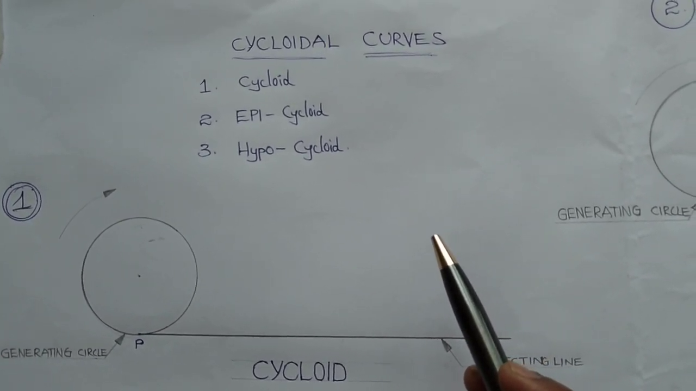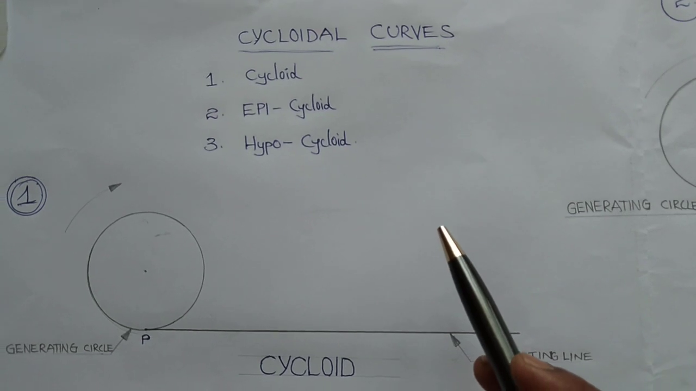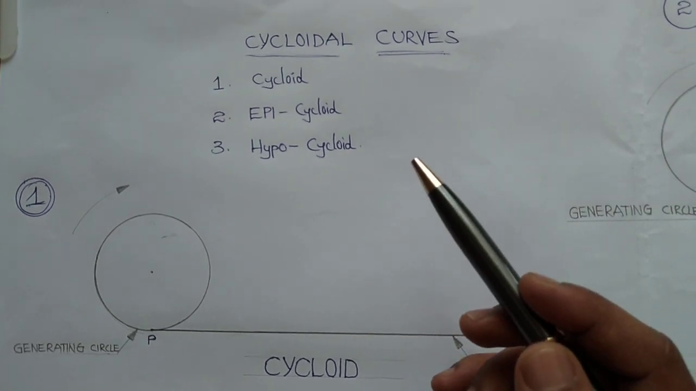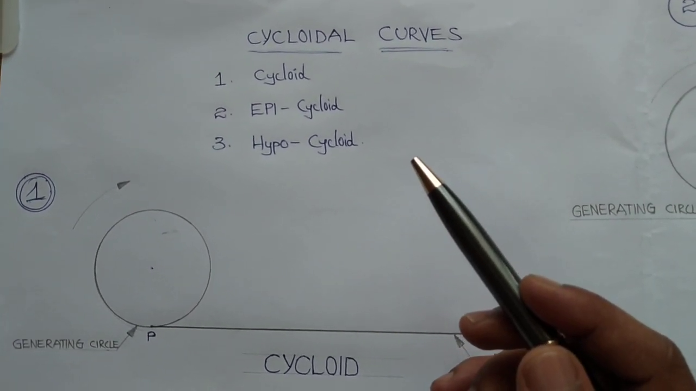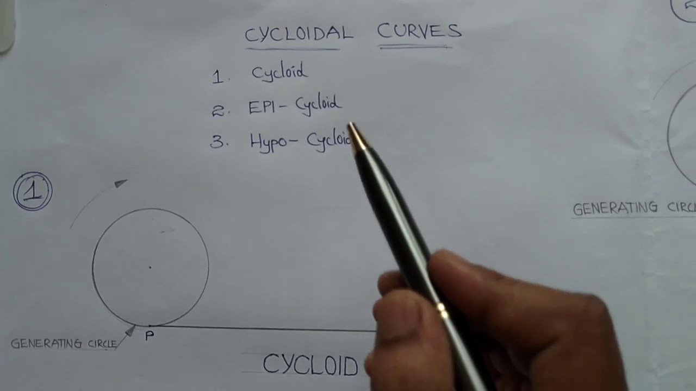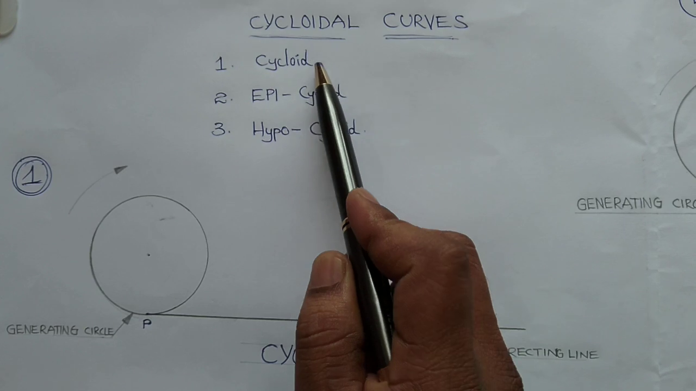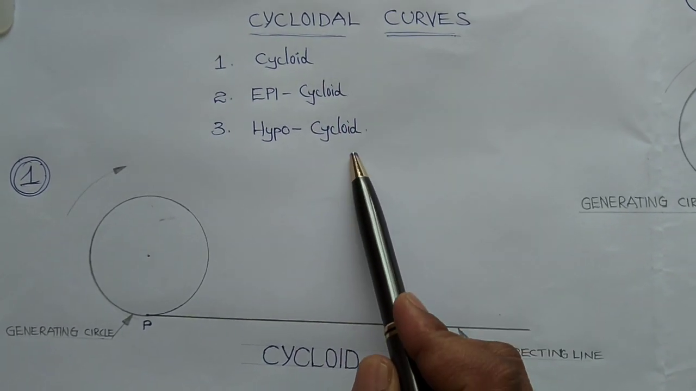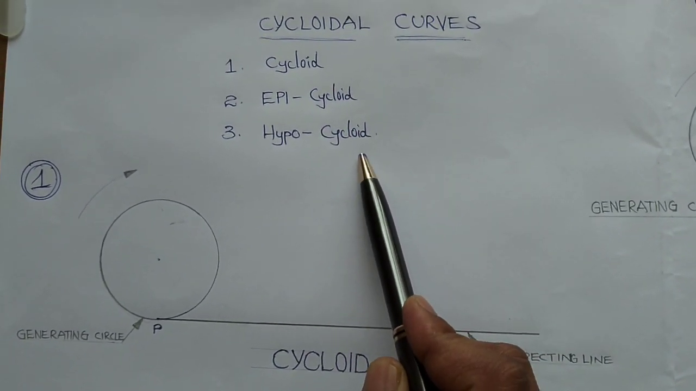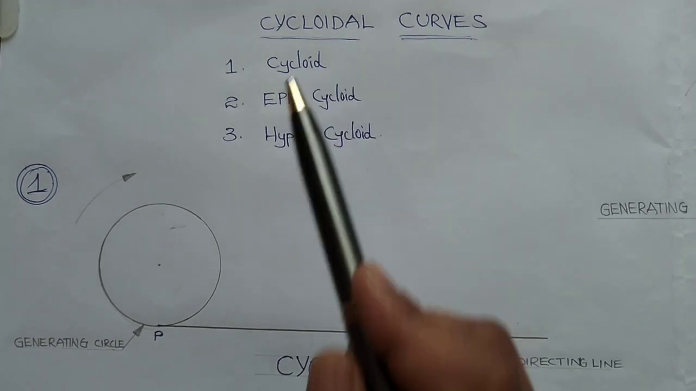In this video lecture, we are going to see the formation of different types of cycloidal curves. And this is class number 10. If we come into the cycloidal curves, there are three types: cycloid, epicycloid and hypocycloid. Now let us see the formation of cycloid.